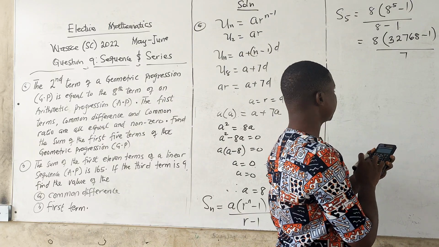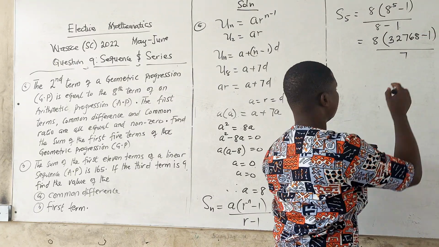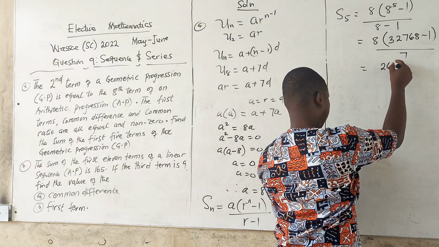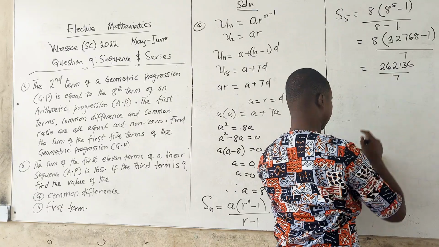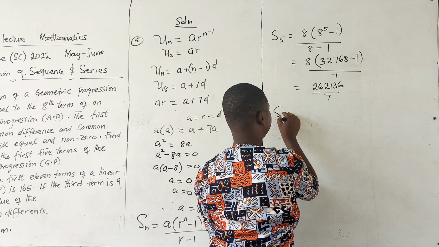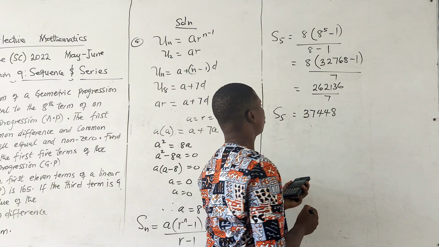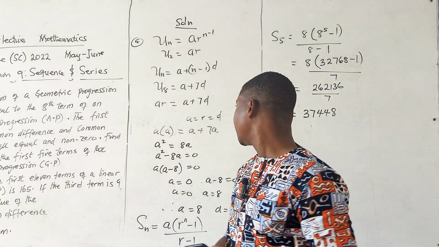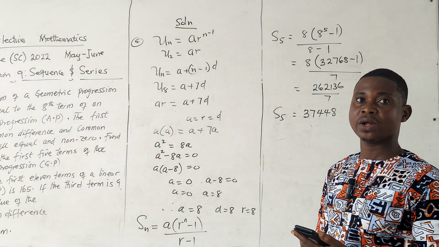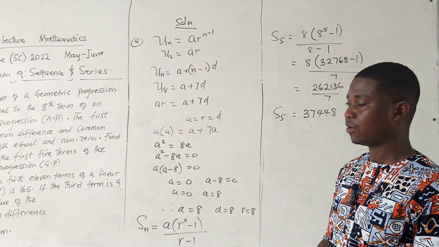That's 3, 2, 7, 6, 7, because minus 1. So we have 2, 6, 2, 1, 3, 6 over 7. So we divide by 7. We have S5 will give us 3, 7, 4, 4, 8. So the sum of the first 5 terms of the GP is 37,448. And that brings us to the solution of the first part, which is A.